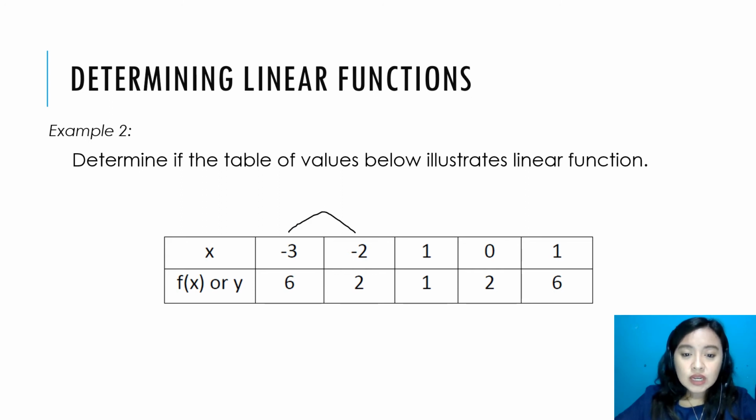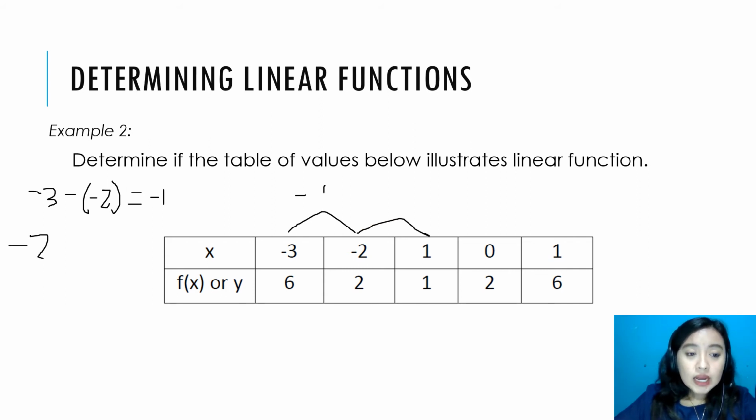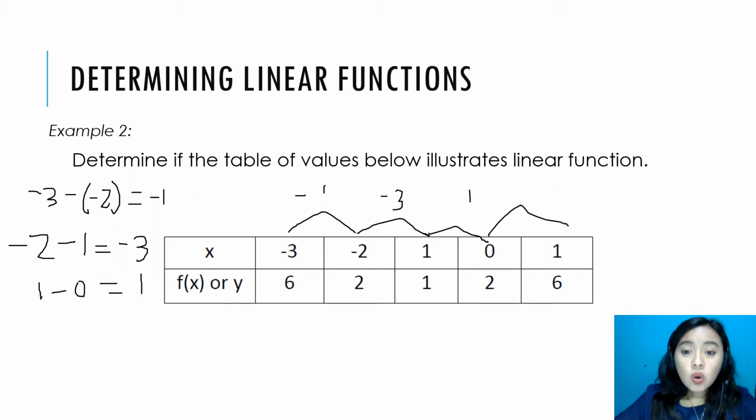So, negative 3 minus negative 2, pila man na siya, that is just equal to negative 1. Negative 2 minus 1, that is equal to negative 3. Yeah, 1 minus 0, that is equal to positive 1. Then 0 minus 1 is equal to negative 1.